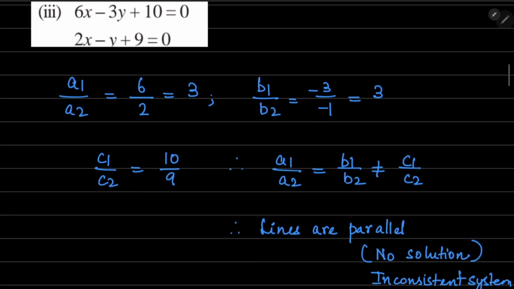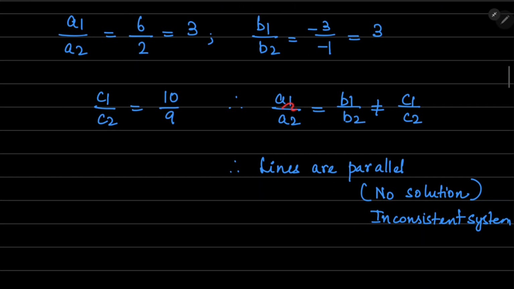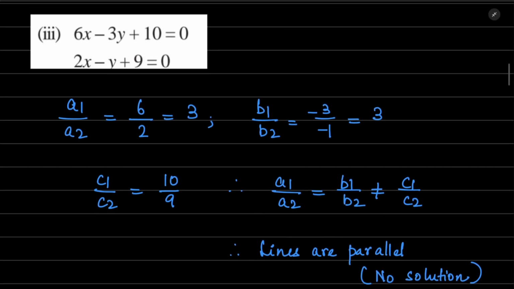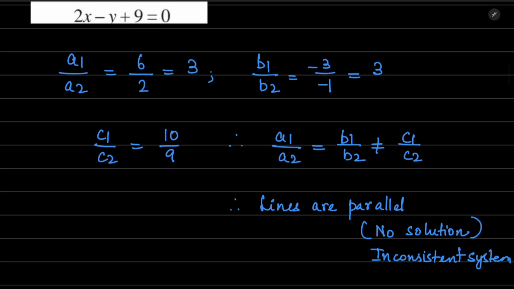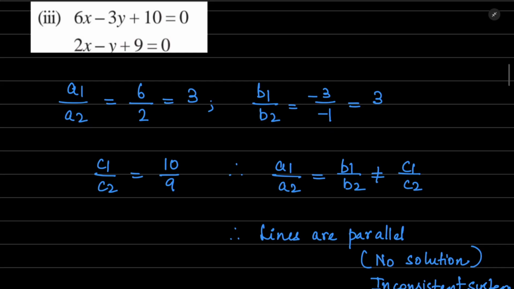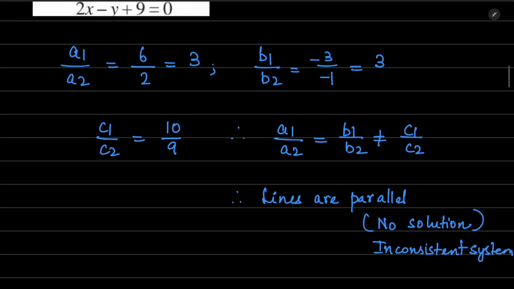And the third scenario is wherein you get a1 by a2 equal to b1 by b2, but that's not equal to c1 by c2. In that case, you cannot get any specific x and y values which will satisfy both these equations. So here the lines are parallel, they will not have any solution, and the system is inconsistent. So these are the three things that we just did. Okay, let's move on to the next question.